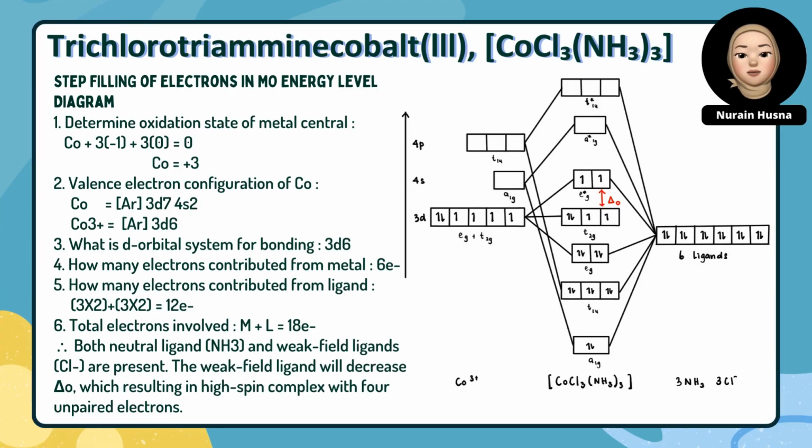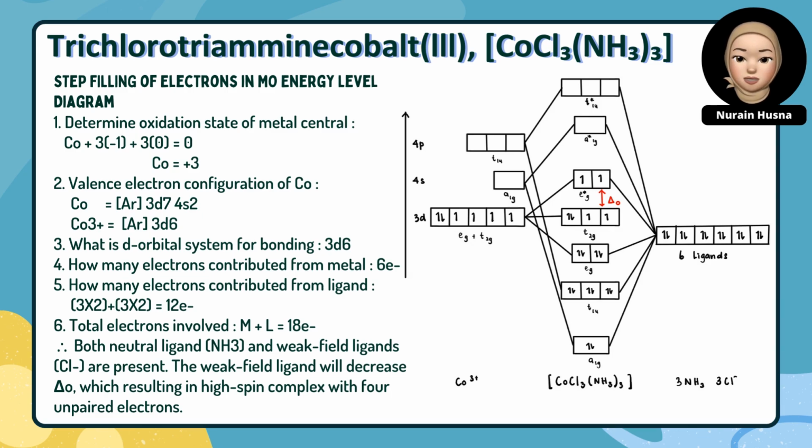Next, I will explain the filling of electrons in the molecular orbital energy level diagram for trichlorotriamminecobalt(III). From the coordination complex, the metal center was cobalt and the ligands were NH3 and Cl-. So, firstly, we need to determine the oxidation state of the metal center. The oxidation state obtained for the cobalt ion is +3. The second step is to determine the valence electron configuration of cobalt. The valence electron configuration for the cobalt ion in this oxidation state, Co3+, is Ar 3d6.